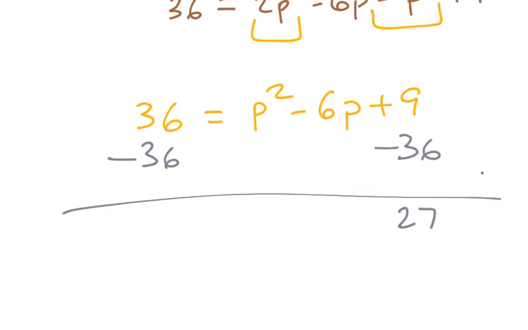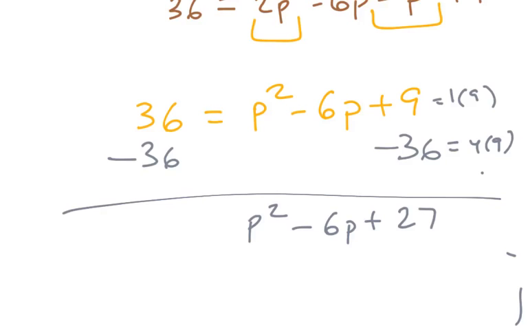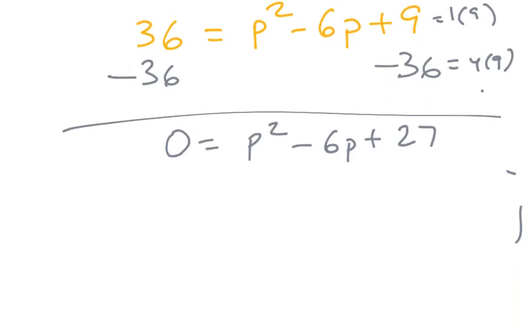But what I like to think is that this is 1 times 9, and this is 4 times 9, so if I take 1 times 9 away from 4 times 9, I'm left with just 3 times 9, which is 27. It's a different way of thinking. If that helps you, use that. If not, don't worry about it. You can just subtract like normal.